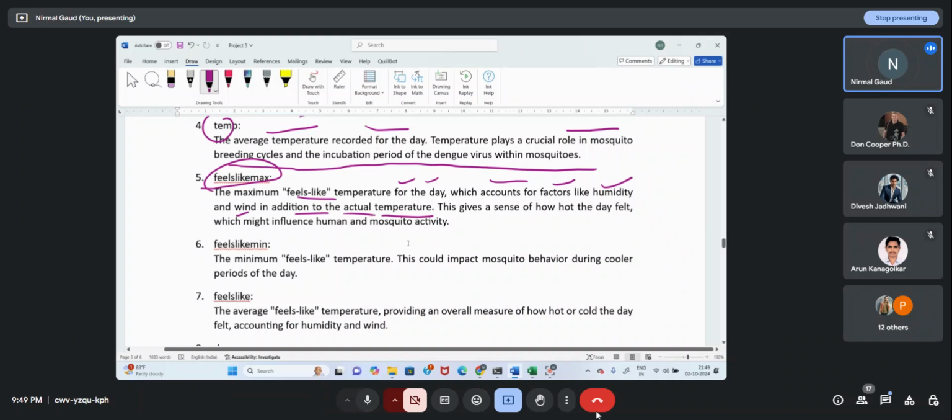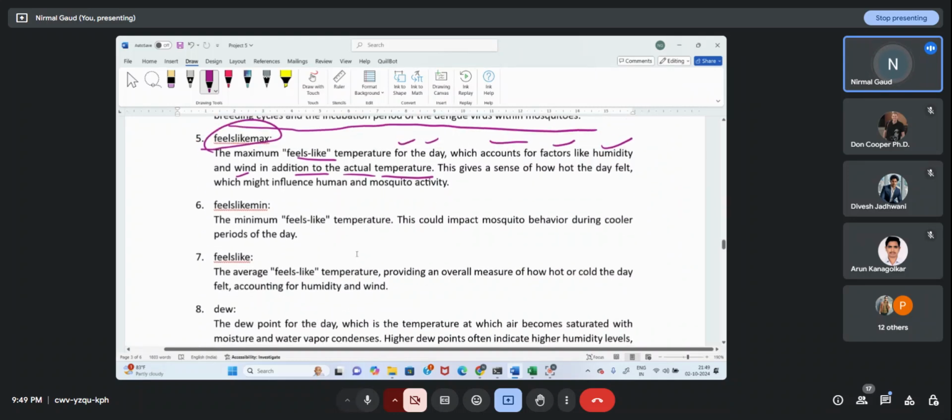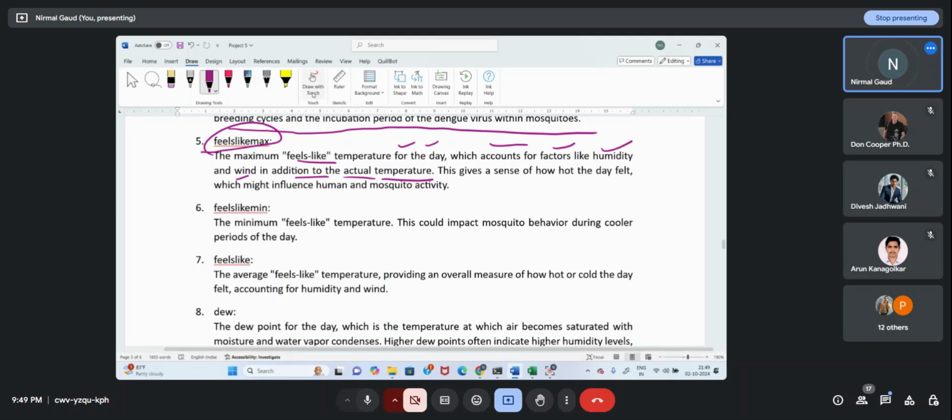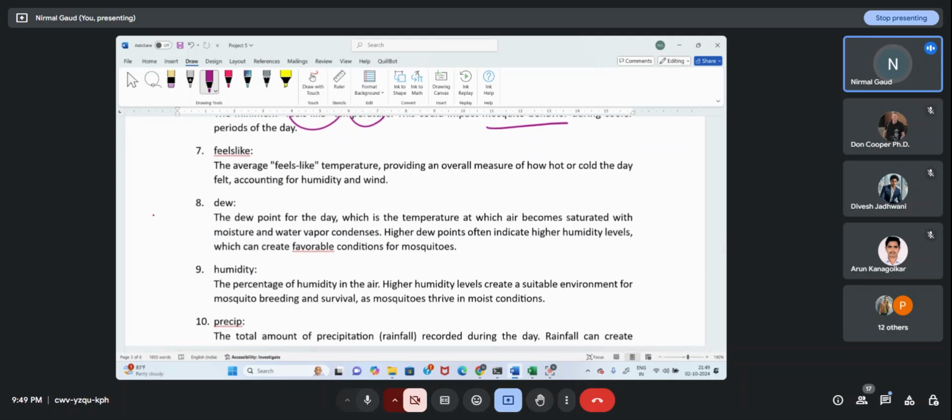Okay, and then we have feels like minimum, and feels like max. In max, it gives a sense of how hot it felt, which might influence human and mosquito activity. Again, we are talking about mosquito activity only. Minimum also: the feels like minimum temperature has an impact on mosquito behavior. Feels like is the average feels like temperature, providing an overall measure of how hot or cold it felt, accounting for the humidity and the wind.